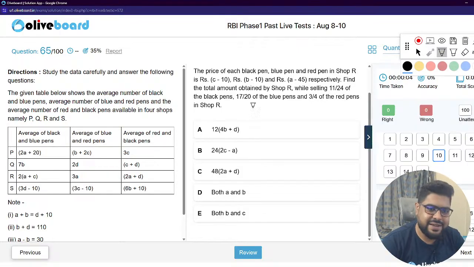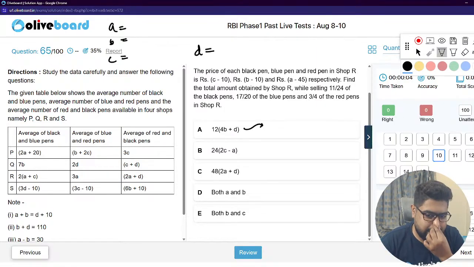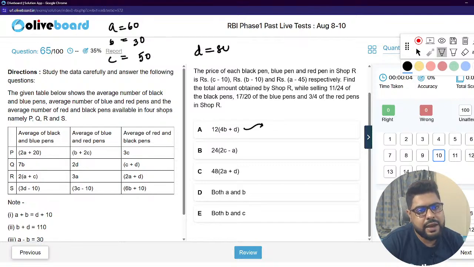We have to check. Sir, 4B plus this. Let me write down A, B, C, D and their values. A was 60, B was 30, C was 50, D was 80. 4B plus D: 4 into B, 120, plus 80.